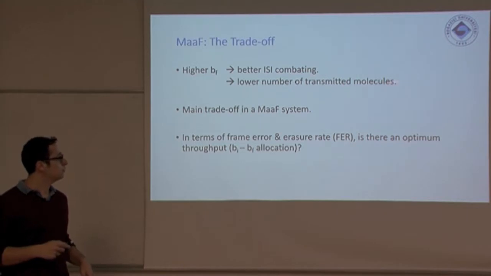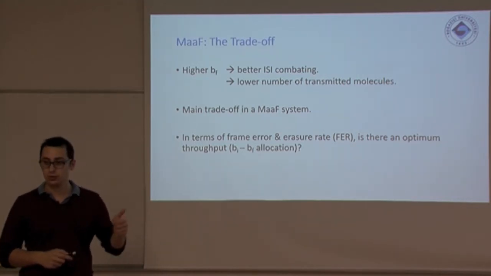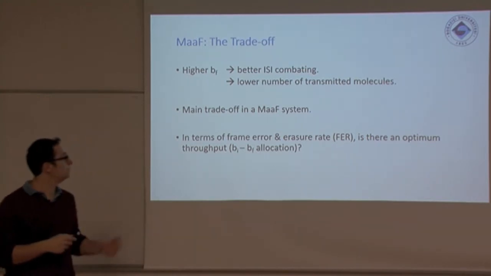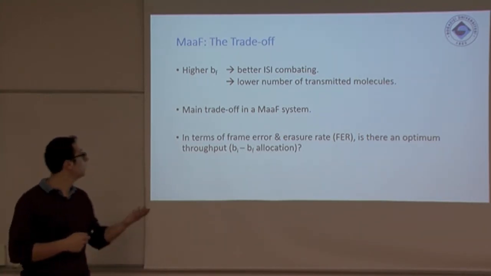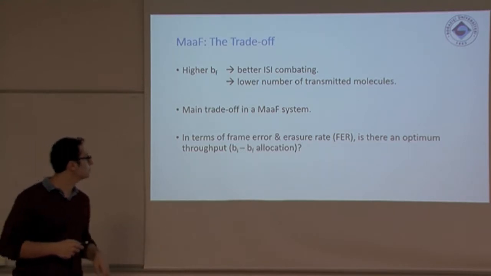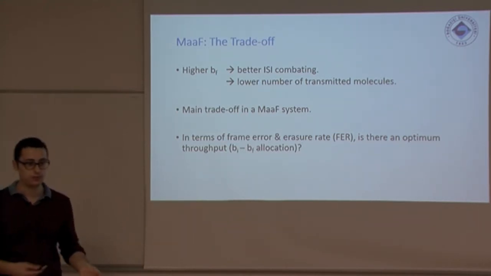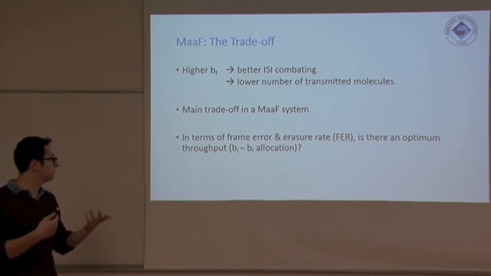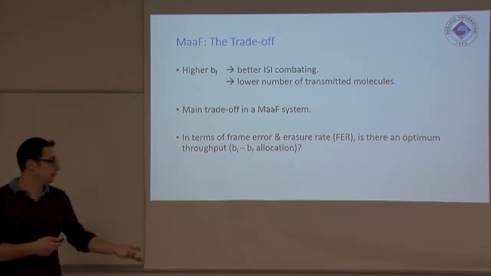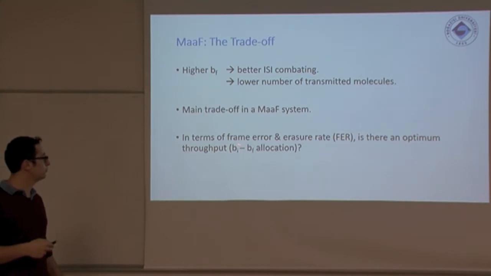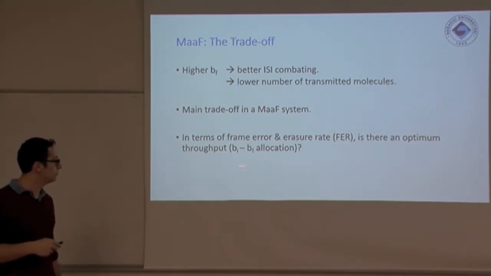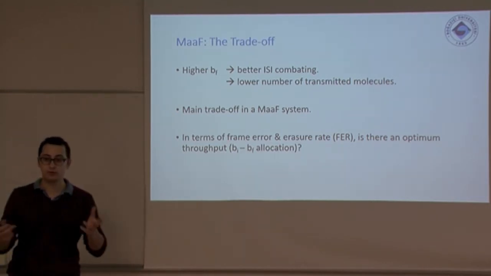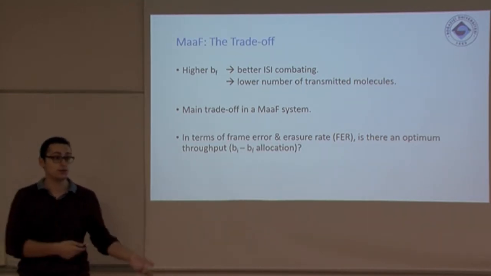So on one side, we have increased noise by increasing BF, and on the other side, we have severely decreasing ISI with increasing BF. So this is the main trade-off in a molecule as a frame system, which of course tells us there should be an optimum allocation of BI and BF to minimize the error rate among frames, error and erasure rate among frames.